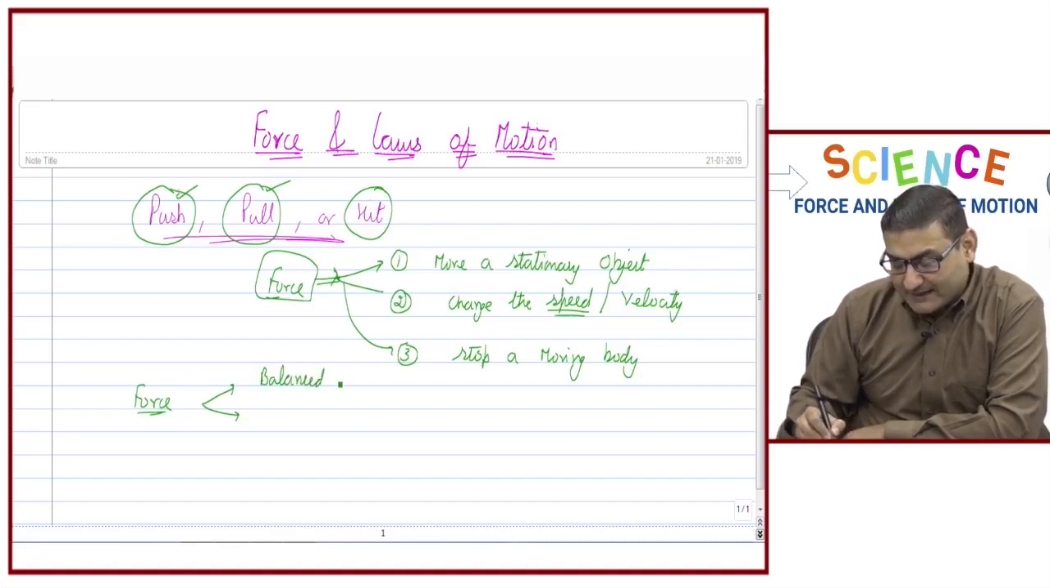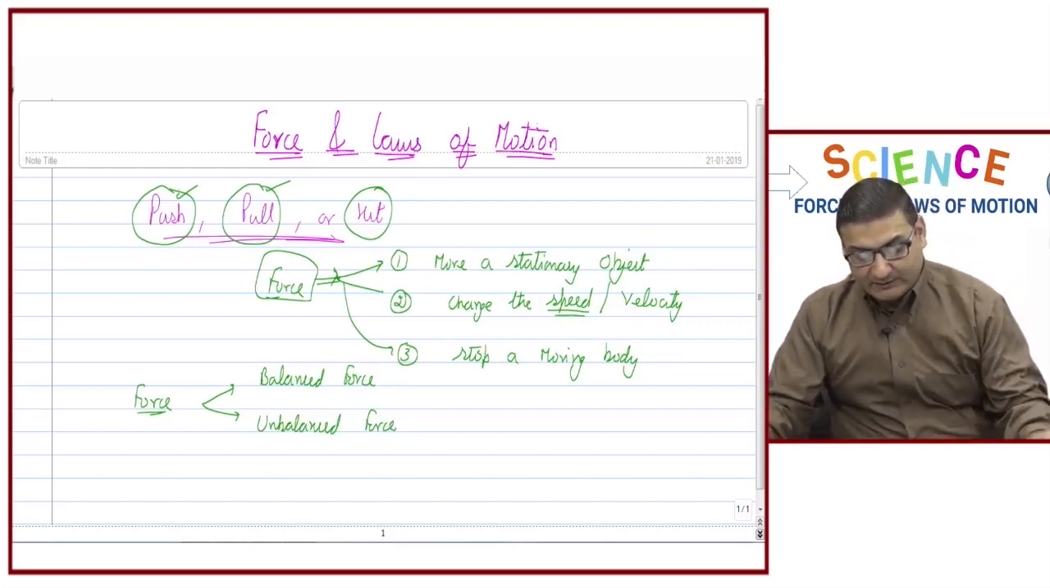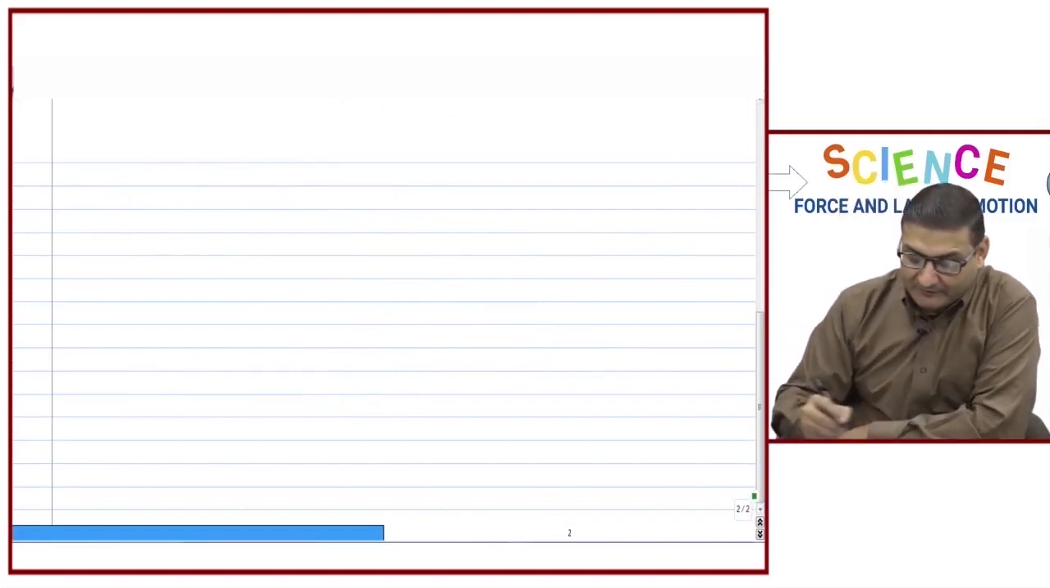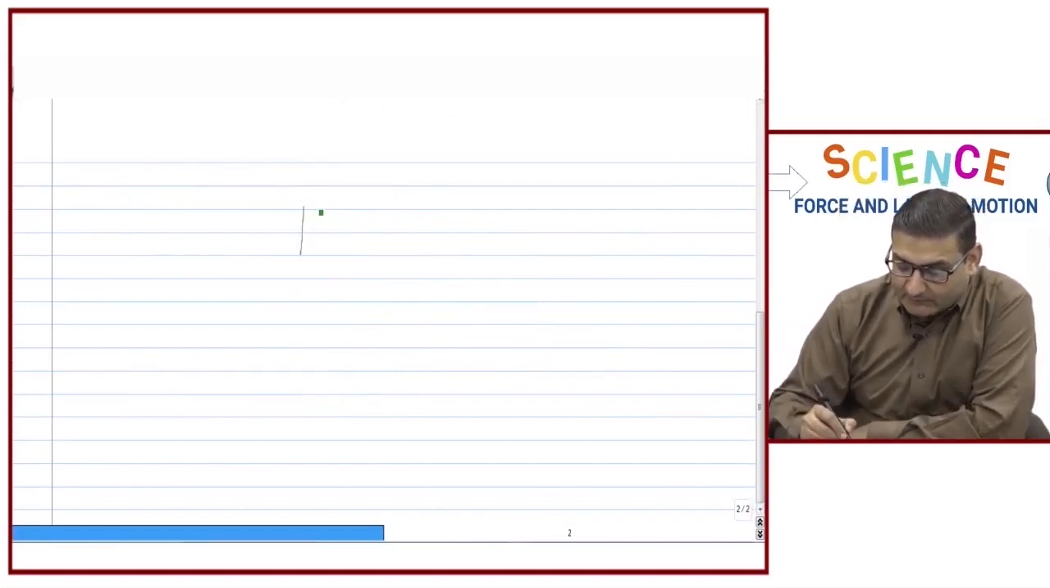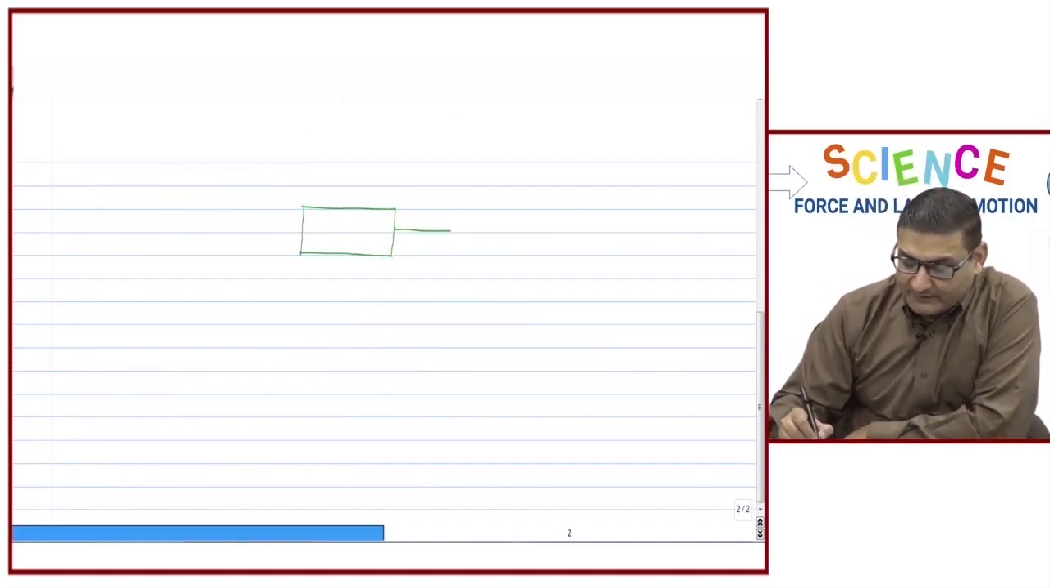One is balanced force and another is unbalanced force. Now, what exactly are these balanced and unbalanced forces? Let us try to explain with the help of an activity. What we'll do is, we'll take a wooden block, right? We can take it on a tabletop or on the floor anywhere, and we will attach two strings.